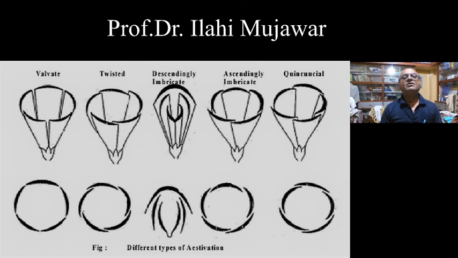So we have number 1 valvate, twisted, then imbricate, quincuncial, then vexillary. One thing here is that twisted is also called contorted type. That means the name is different, but we have to identify it on the basis of how the petals or sepals overlap.